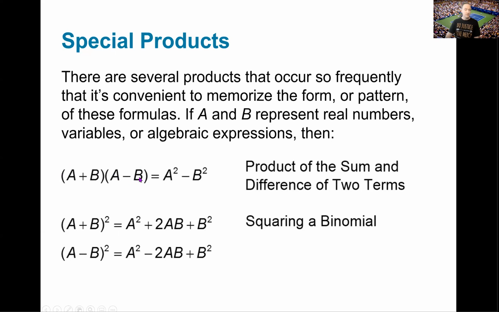Remember, the definition of a conjugate is the same two terms with the opposite sign in between. So anytime you're multiplying by its conjugate, it's just going to be the square of the first term minus the square of the second term. Now, one of my pet peeves as an instructor is students who think that these next two are easier than what they are.